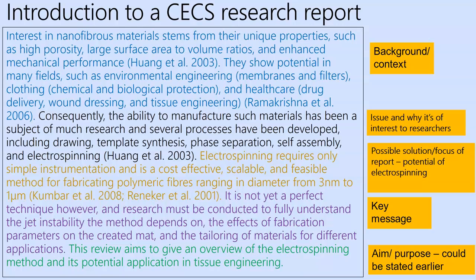The student has identified the issue of how the material is manufactured, and there are several processes. The student has singled out the process of electrospinning to focus the report on. Note that the student has chosen to state the aims of the report last. The student could have instead shifted the report aims to earlier after introducing the different processes, then explain the potential of electrospinning, but ultimately conclude that electrospinning is not yet a perfect technique and that more research is needed on various issues.